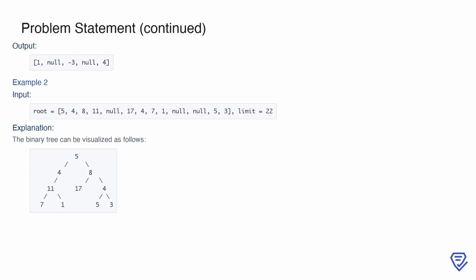After pruning the tree based on the given limit, the updated structure is represented as 1, null, -3, null, 4. This means the tree now contains only the root node 1, its right child -3, and the right child of -3, which is 4. The entire left subtree, rooted at node 2, is removed because all its paths failed to meet the required limit. This demonstrates how nodes are selectively retained or removed based on the sums of their root-to-leaf paths relative to the provided limit.